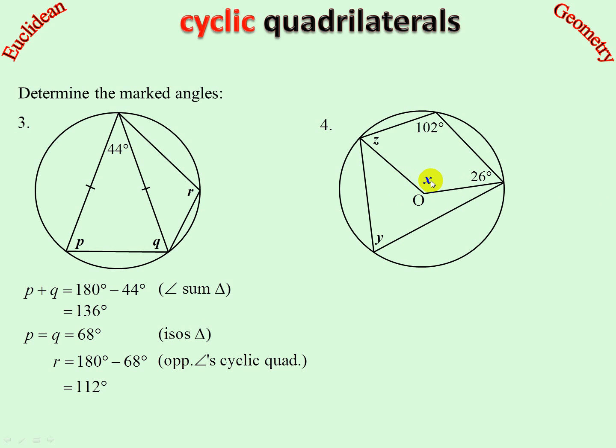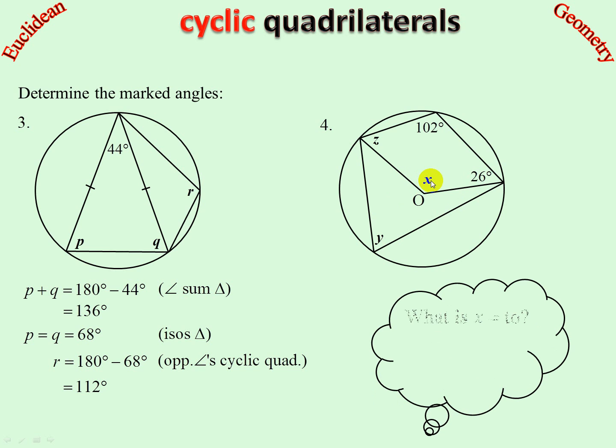This next one here. X, what is X equal to? Well, it's equal to twice Y. But we don't know Y. So we'll have to start with Y first.